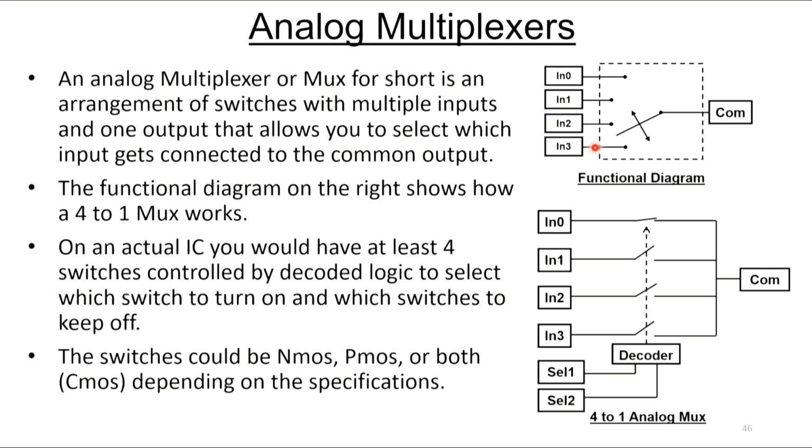You'd say maybe have 4 inputs, and you have a wiper where you're just going to select which of those 4 inputs go to the output. On an IC, you'd probably have 4 switches and some type of decoder logic that would select which of these switches to turn on and which to keep off, allowing us to operate properly. And these switches could be NMOS, PMOS, CMOS, whatever you want, depending on the specification.